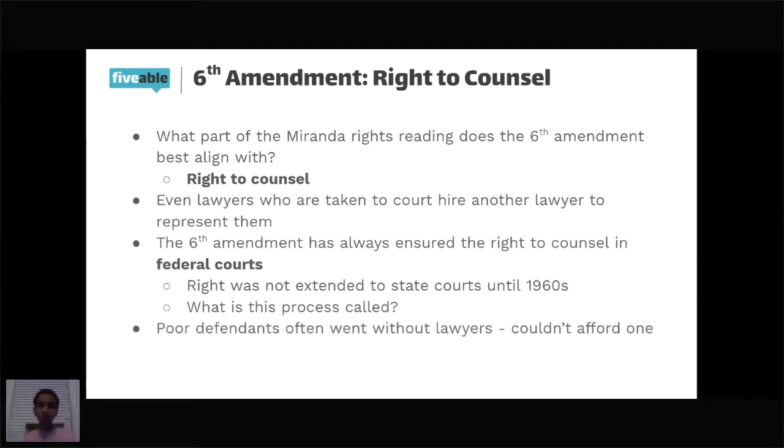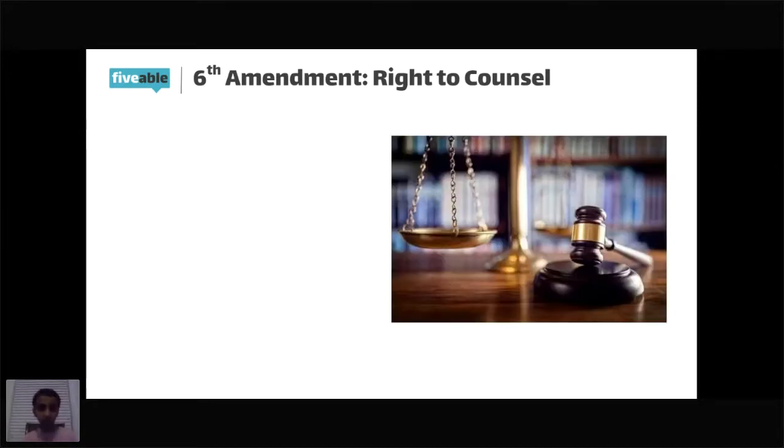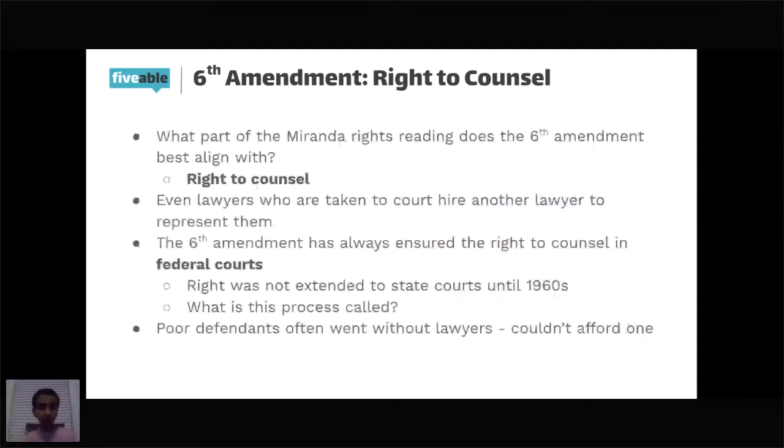The main problem with this is that poor defendants often went without lawyers because they couldn't afford one. The Sixth Amendment has always ensured the right to counsel in federal courts, that means for a federal crime. So in most states you had to have committed a federal crime to get a lawyer appointed if you were poor, what's called indigent, and couldn't afford a lawyer, or didn't have the complete literacy that was needed. Therefore, at that time, there was a lot of injustice happening.